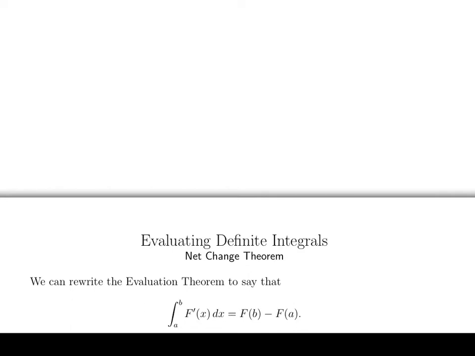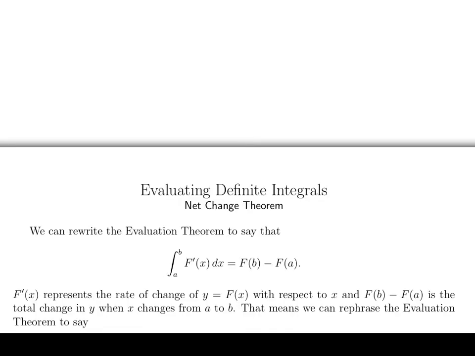Okay, so let's rewrite our evaluation theorem. Instead of using a little f, we'll just plug in a big F prime. When we evaluate the integral from a to b of big F prime, we just get big F of b minus big F of a. That's really what the evaluation theorem is saying, but we've just rewritten the way we're plugging in the functions.